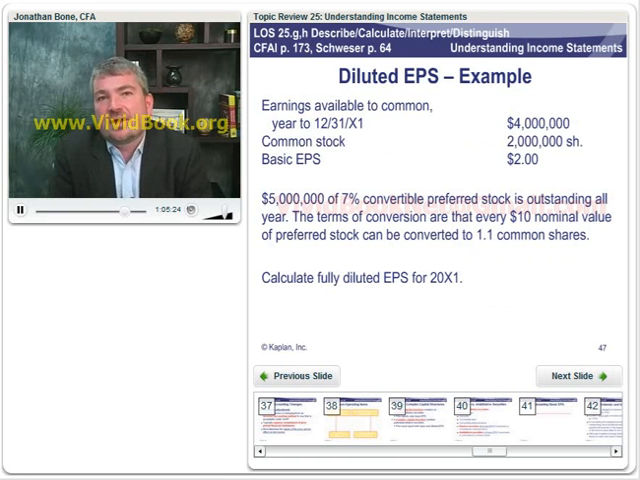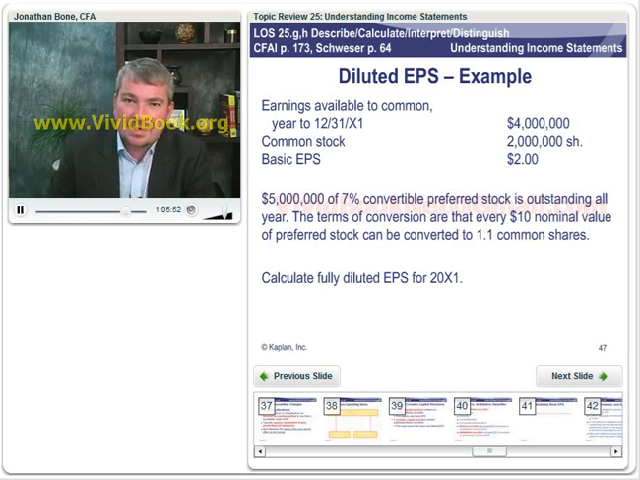Okay, so we've got earnings available to our common stockholders of 4 million. We've got 2 million common shares outstanding, and as a result our basic EPS is $2. We're told that there's $5 million of 7% convertible preferred stock. I'll assume that that $5 million is its par value, and it's outstanding all the year. The terms of conversion are for every $10 nominal value of preferred stock, that can be converted into 1.1 common shares. So we need to calculate our diluted earnings per share.